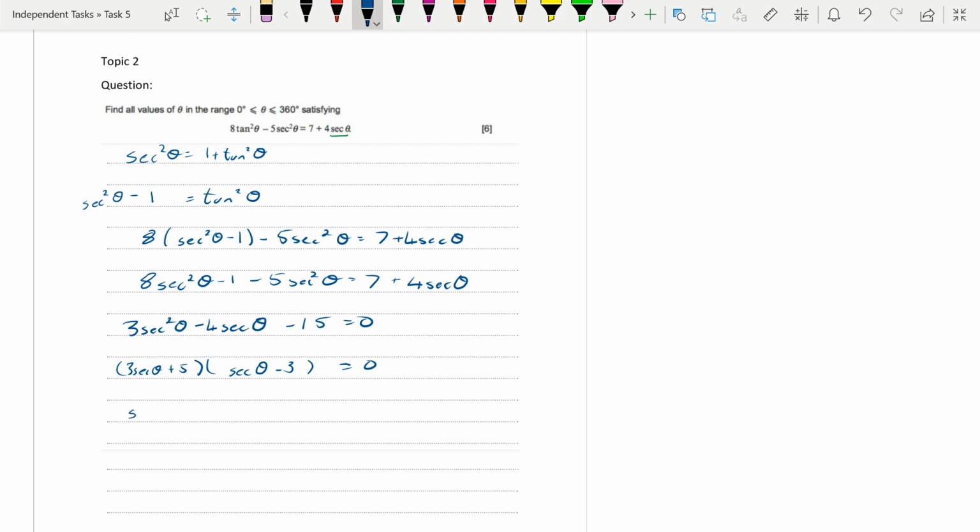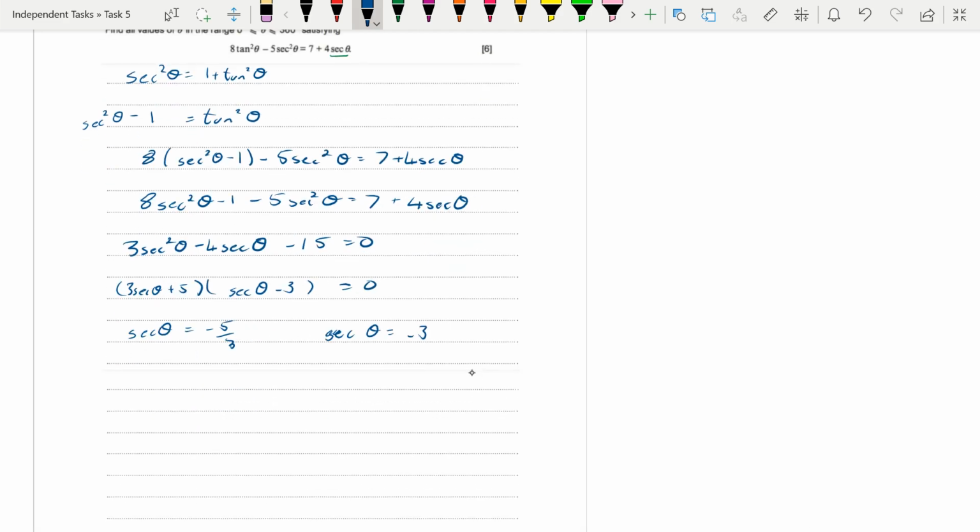Okay, so that means sec theta must be minus 5 over 3, or sec theta must be, sorry, positive 3, not minus 3. Right, sec is 1 over cos, so I can flip the fraction on the other side, which gives me cos theta is minus 3 over 5, and this one's going to give me cos theta is a third. Okay, nice and quick to change those over, and I can solve them each.